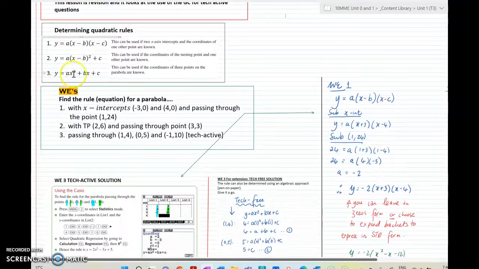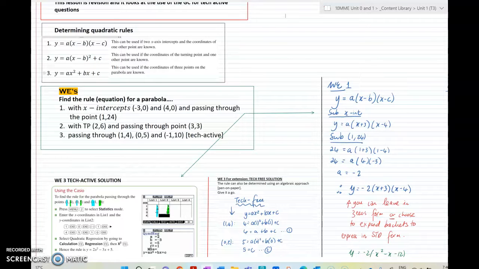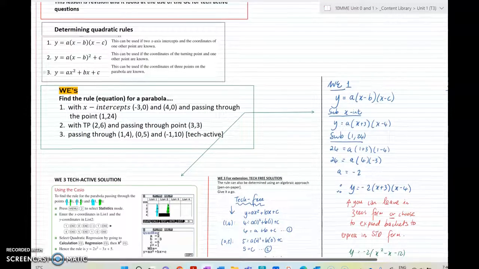So number three, we didn't really look at this one last term. So you use this one when you get given 3 points. And the algebra is pretty hectic. And hence in year 10, when we ask you to build a quadratic rule given three different points, then you'll use your graphics calculator to build that model.